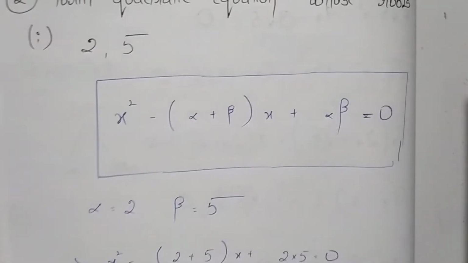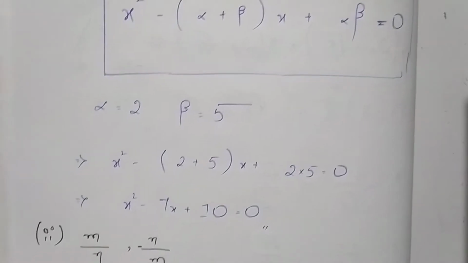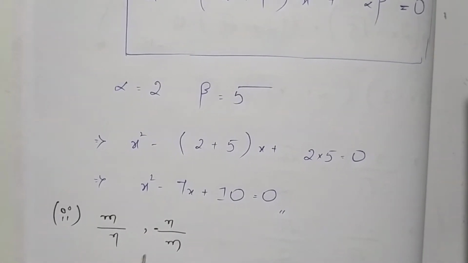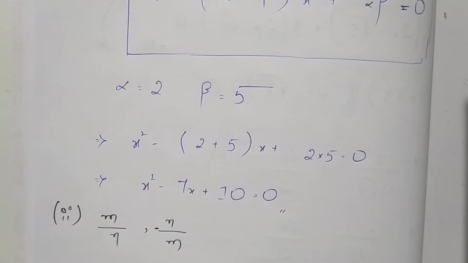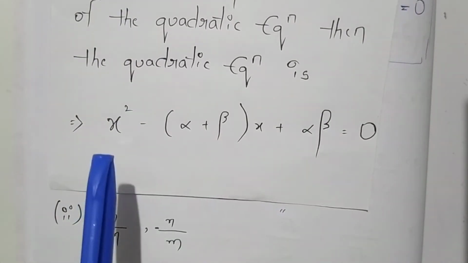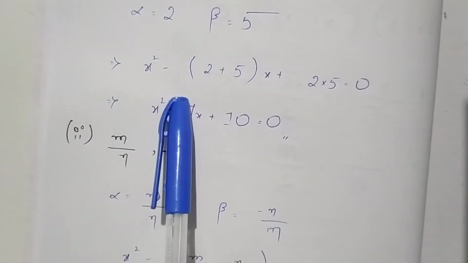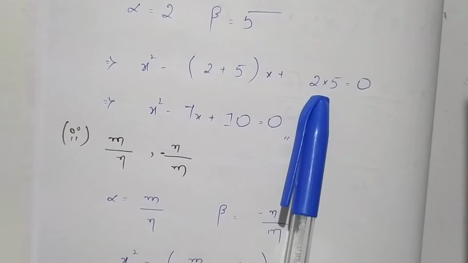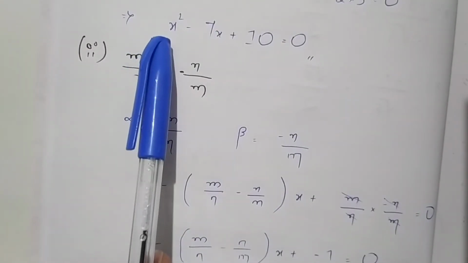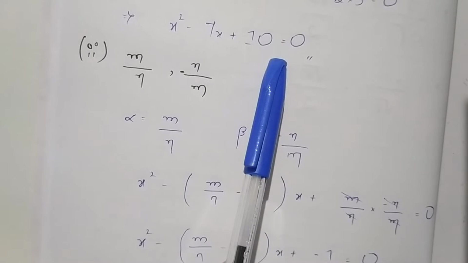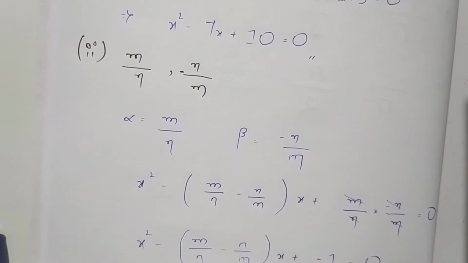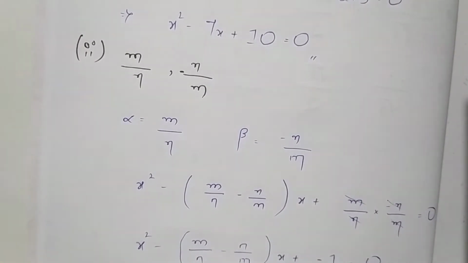The first question given was 2, 5. So the value of alpha is 2 and beta is 5. When we substitute the values of alpha and beta in this equation, we will get x square minus (2 plus 5) x plus 2 into 5 is equal to 0, which is x square minus 7x plus 10 is equal to 0.